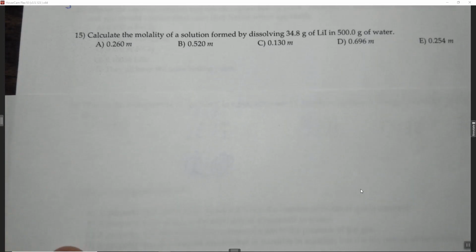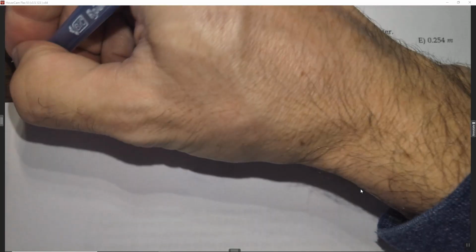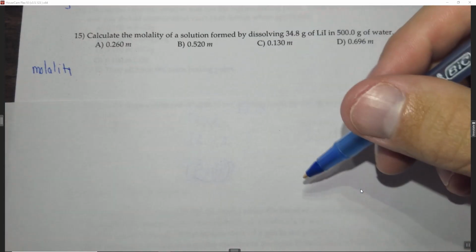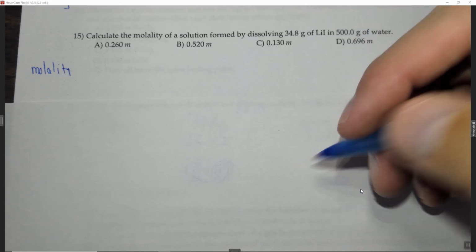All right, number 15 says, calculate the molality of a solution formed by dissolving 34.8 grams of lithium iodide in 500 grams of water. So molality is a useful unit of concentration when you're doing temperature studies. So freezing point depression, boiling point elevation are the common ones that we're going to use in this problem set. So molality is moles of solute per kilogram of solvent.